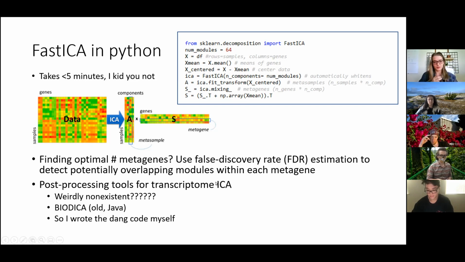And for post-processing tools, specifically looking at ICA for transcriptomic data. Just as a disclaimer, I am kind of bad at finding useful things on the internet, so there could be some tools out there that I just haven't found, but there's weirdly not that many tools out there. The only thing I did find for post-processing was this thing called Biotica, but it hasn't been updated in 5 years and it's mostly in Java. So I figured it might be more trouble than it's worth.